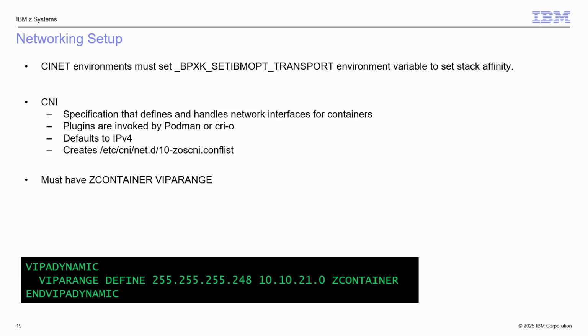Now, this workflow step will create the z/OS CNI configuration file that I mentioned here below. And that configuration file is what will define where those plugins are located, as well as if you're using IPv4 or IPv6. Now, from a DVIPA perspective, you'll need to define a zcontainer VIPA range. I've attached a sample here, which defines the 10.10.21 range. And you can see the subnet mask there and the IP address. And that zcontainer range is where those pod IP addresses will be allocated from.